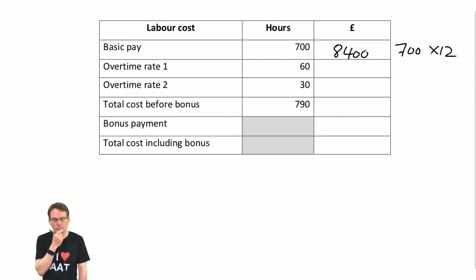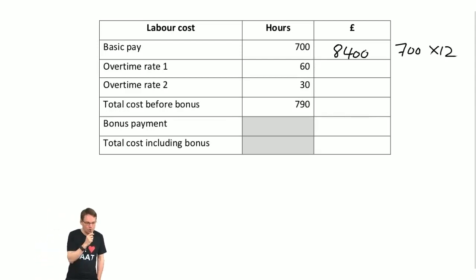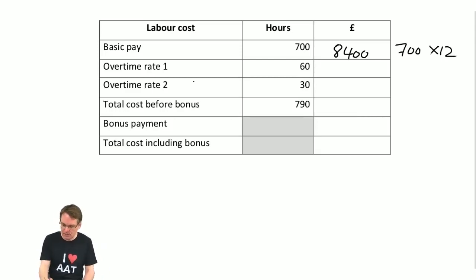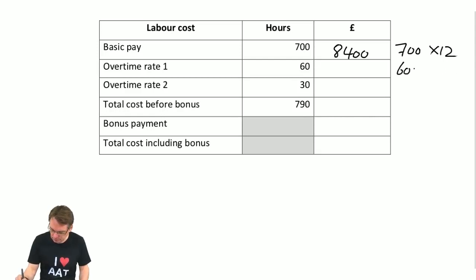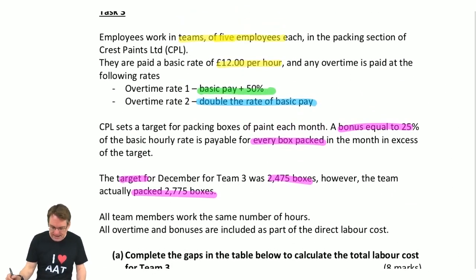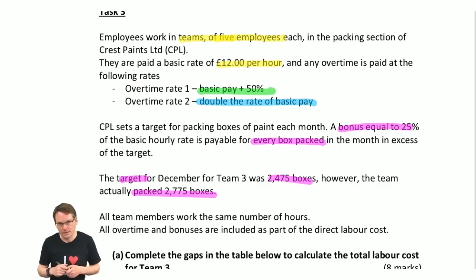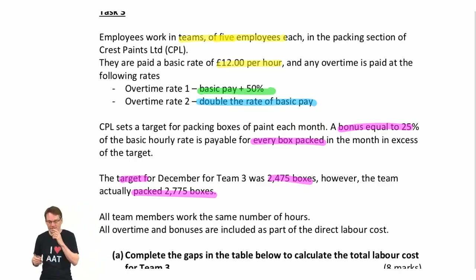Hopefully that's okay. And now we have overtime rates. Now the first thing then, we've got overtime rate 1, 60 hours. Fine. How much do we pay them? Well, let's see what it says. It says the overtime for rate 1 is basic pay plus 50%.